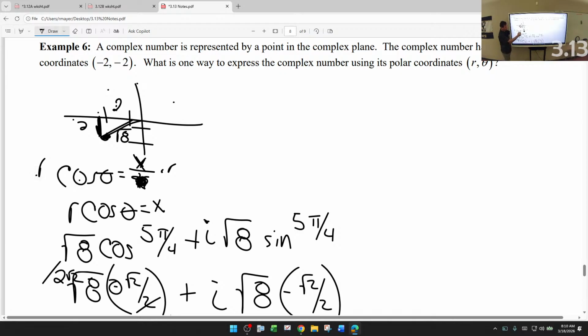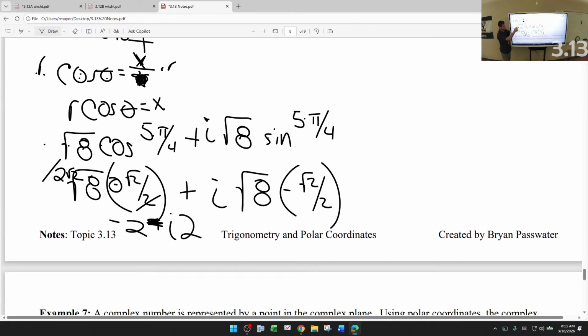r cosine theta. R sine theta is your y point. So r is root 8. Theta is 5 pi over 4. There's the imaginary part. The second part's always imaginary. R sine theta. And if you can get r cosine theta and r sine theta, that could be the answer. And if it's not the answer, you just simplify it.